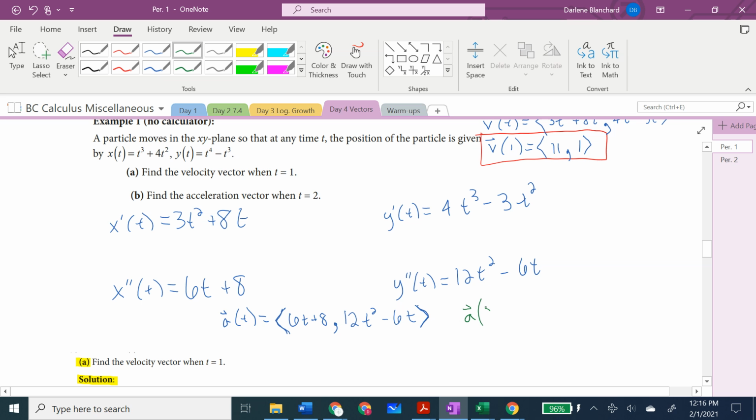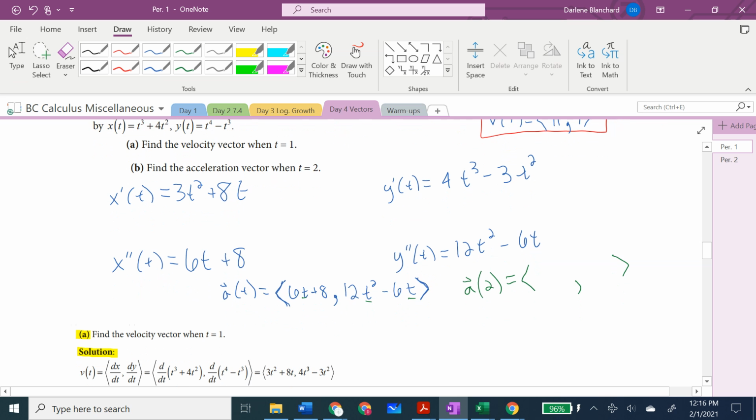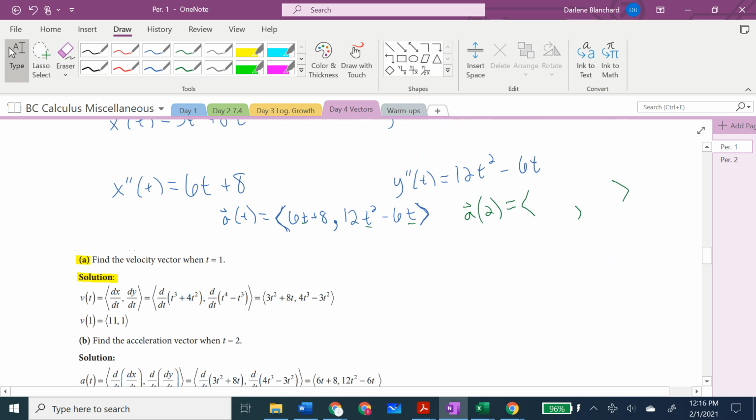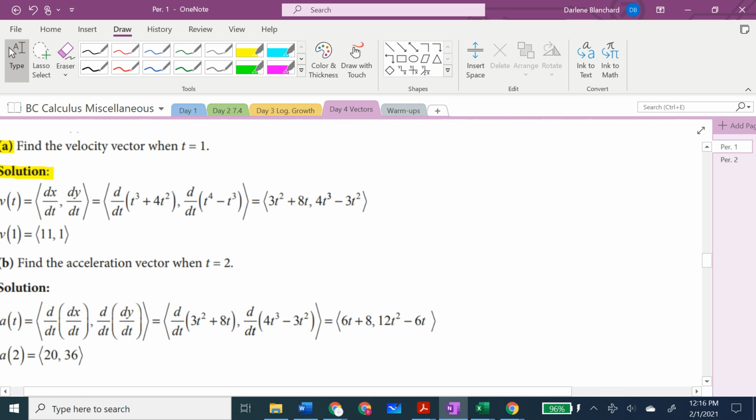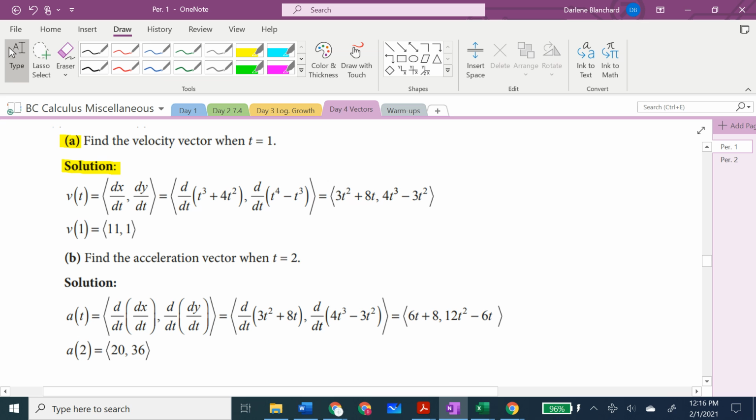So my acceleration at time 2 is whatever I get when I plug 2 into those t values. And to avoid arithmetizing incorrectly by accident, I'm going to throw the answer up. I trusted myself with plugging 1 into t's, but not fully with 2.